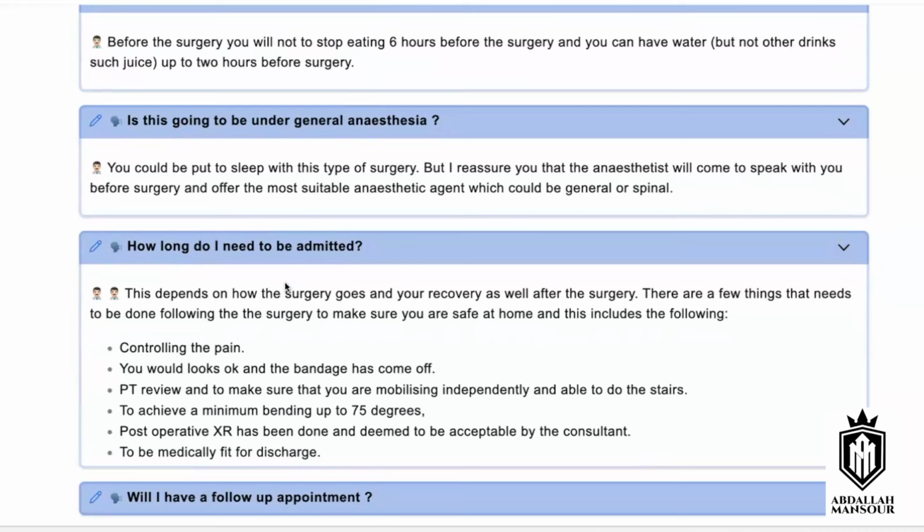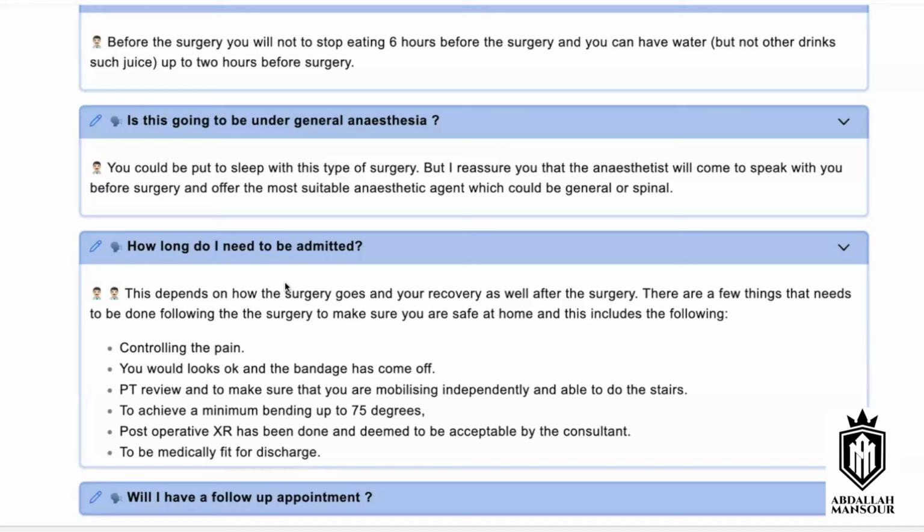One, we need to control the pain, making sure the knee is being flexed up to 90 degrees, making sure they're independently mobile, and the physiotherapy are happy with their progress. We got their post-operative X-ray and the bandage taken off, and making sure they're medically fit for the discharge. As soon as we sign you off for that, you'll be able to go home.